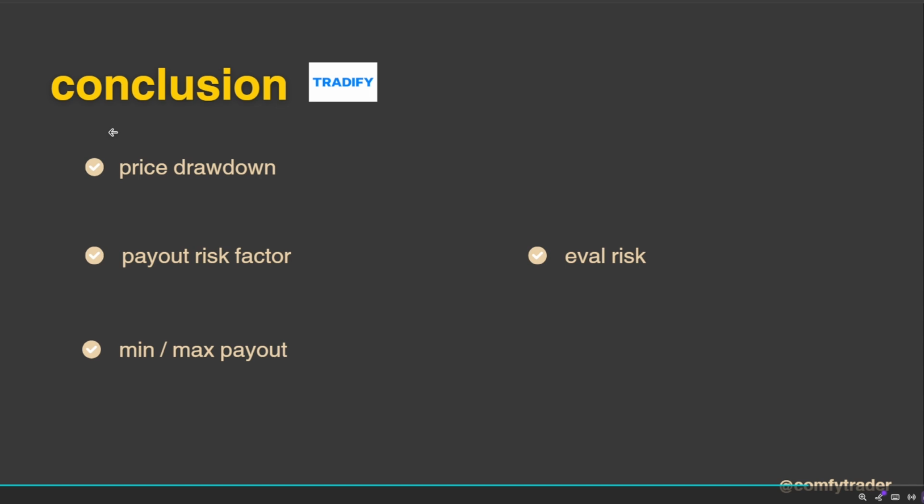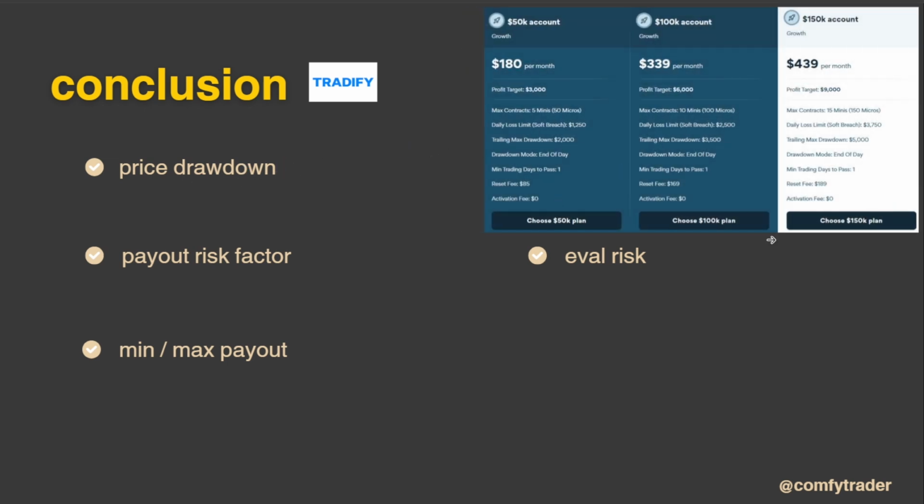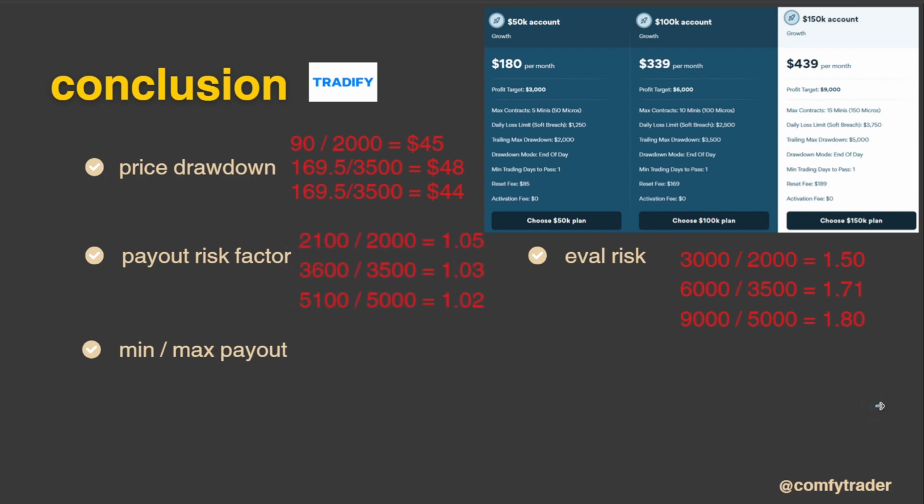To sum it up, my conclusion here with Tradeify: what's the best account size to choose? First of all, the price for the drawdown is nearly the same. Maybe first and second place is the 150 and 50K account. But then if you look at my calculation of the evaluation risk, how easy it is to achieve your goal, here the 50K account is ahead. In second place is the 100K and third place the 150K account.